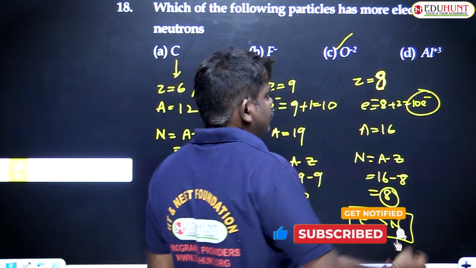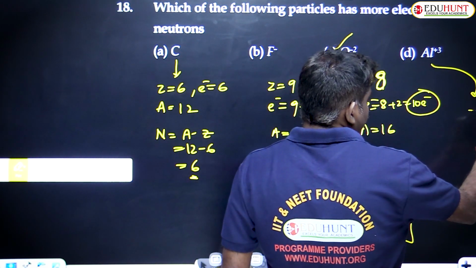And the last one, aluminum. Aluminum atomic number 13.